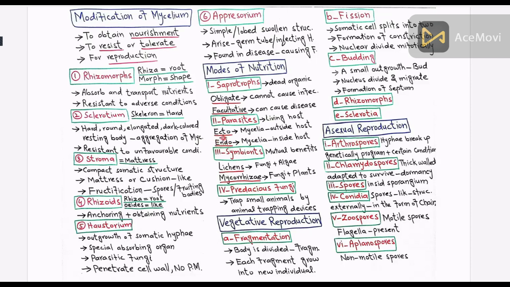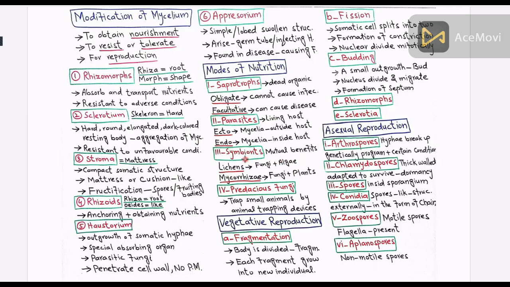In ectoparasites, the mycelium remains outside the host and absorbs food by sending haustoria into the body of the host. So they are called ectoparasites. But in endoparasites, the mycelium is present inside the host. The third one is the symbionts. Some fungi are symbionts. They form an association with other organisms, and these associations provide mutual benefits. So they are called symbionts.